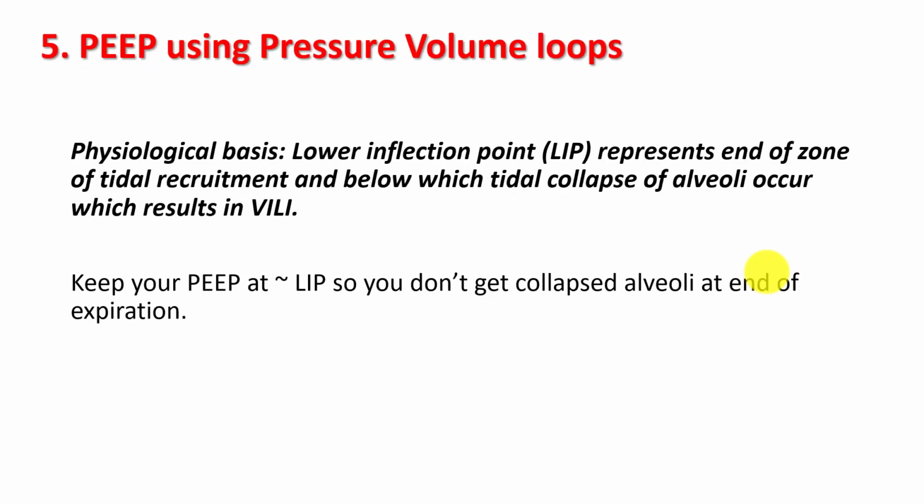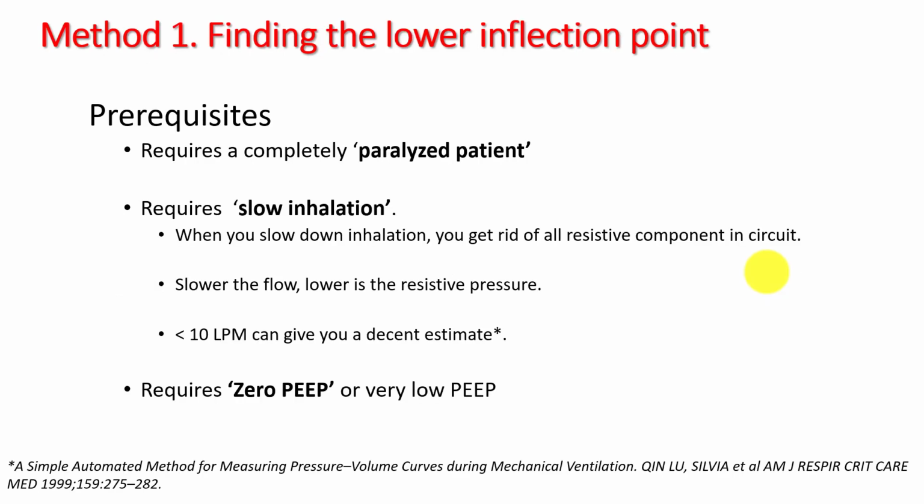Next method of figuring out PEEP is using pressure volume loops. Here the physiological rationale for using this is the lower inflection point represents the end of the zone of tidal recruitment, and below which the tidal collapse of the alveoli occurs and can result in ventilator-induced lung injury. So keep your PEEP at the lower inflection point so that you do not get collapsed alveoli at the end of expiration.